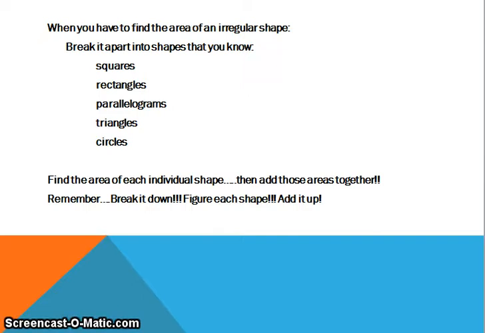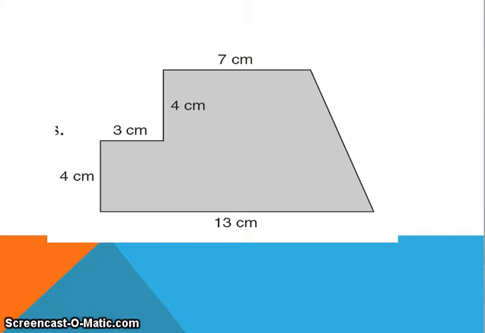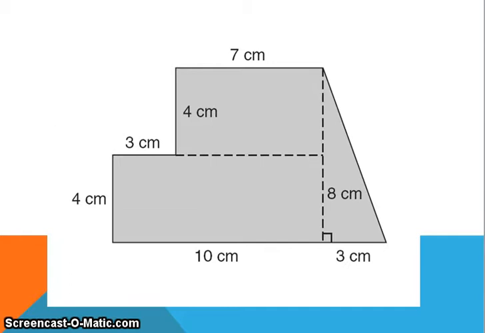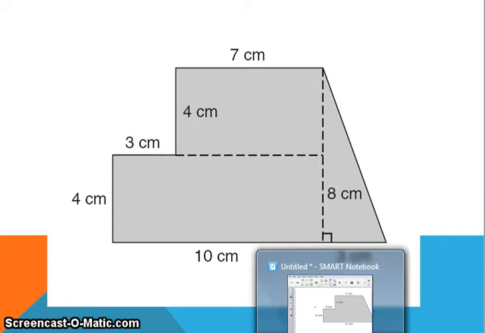So remember, you're going to break it down, you're going to figure each shape, and you're going to add it up. So if we look at this first particular shape that we have here on the slide, we have one big large shape with a lot of different measurements. But if we break it into parts that we know, we now see that we have two rectangles and a triangle. So we can actually figure the area of this particular shape based upon breaking it down, figuring the area for all three of these shapes, and then adding it up. So that's exactly what we're going to do.